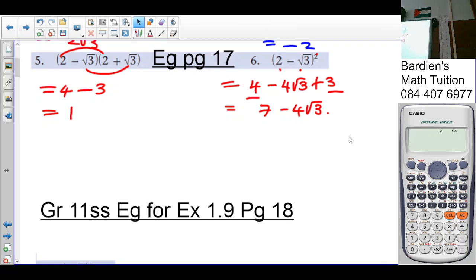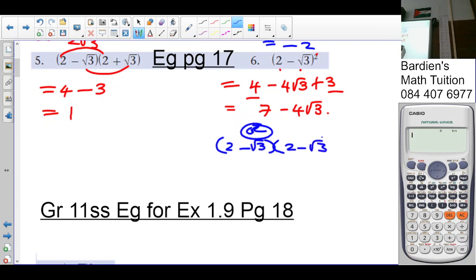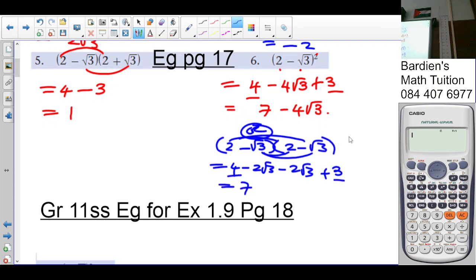If I had applied the other method, I would have written it out twice, for those of you who are not comfortable with the binomial square. 2 times 2 is 4, 2 times negative root 3 is negative 2 root 3, negative root 3 times 2 is negative 2 root 3, and negative root 3 times negative root 3 is positive 3. 3 plus 4 is 7, and negative 2 root 3 minus 2 root 3 is negative 4 root 3. Both ways you get the same answer.